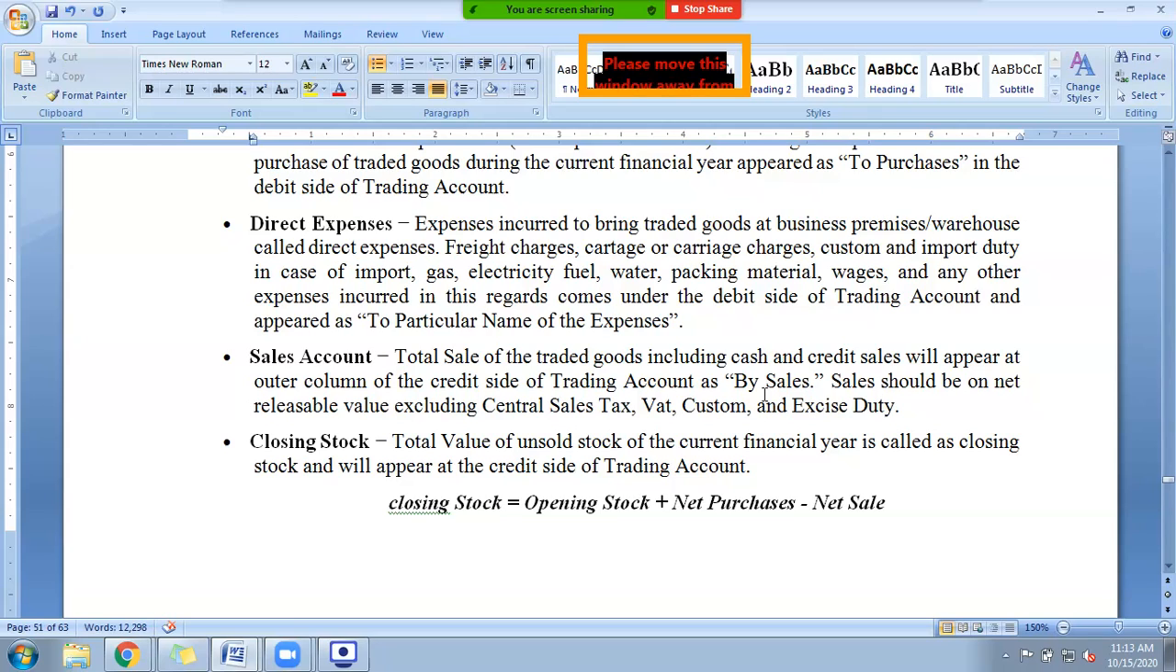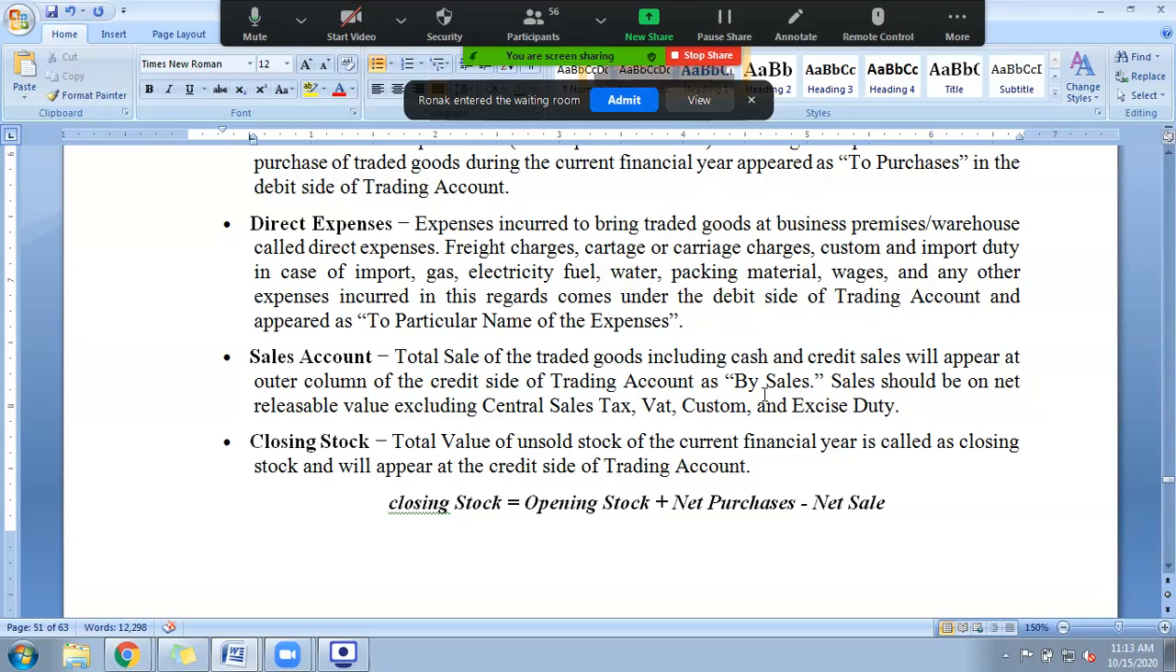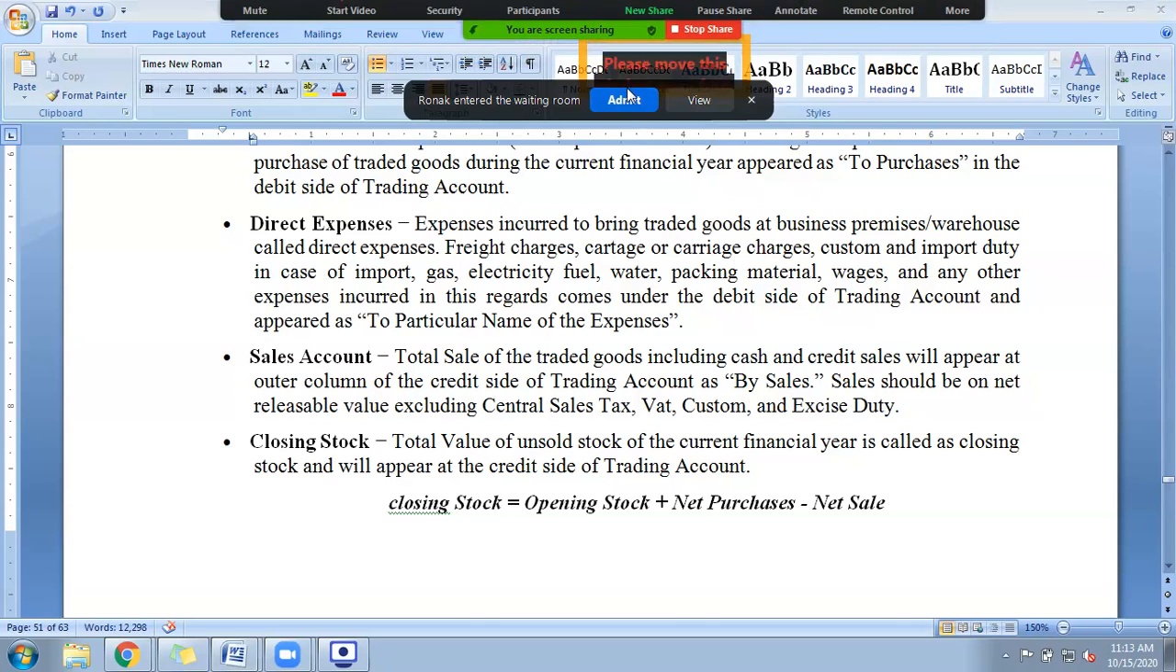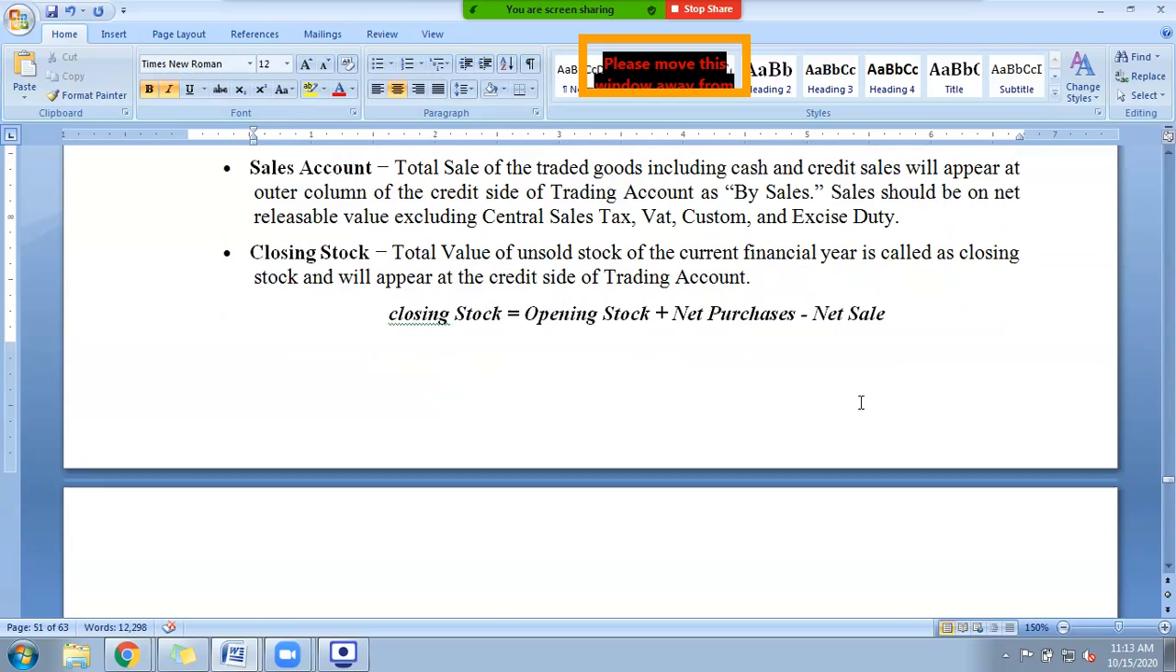Closing stock. That means when you are closing the business, the previous month or the previous day, what is the value of the stock? Again, you should talk about raw material, work in progress, and the finished goods. Sometimes you are supposed to find a closing stock, they may not give. This is the formula: opening stock plus net purchases minus net sales. That's all.